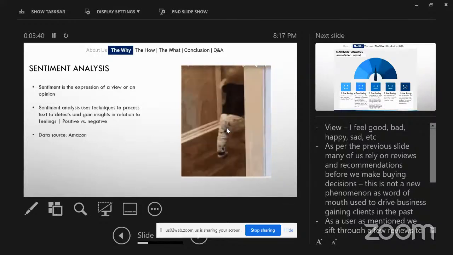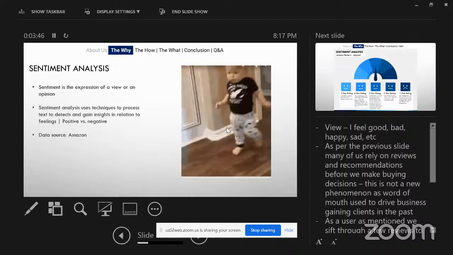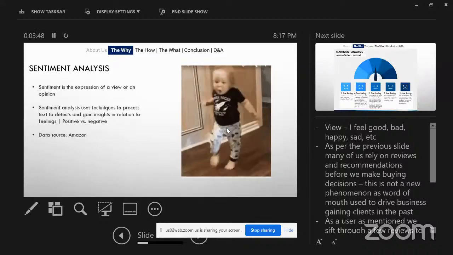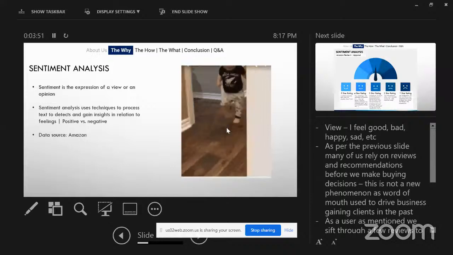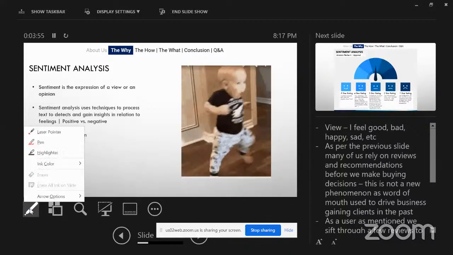Sentiment analysis. What is sentiment analysis? Sentiment analysis is a feeling that could be good, bad, happy, sad. You are presenting how you feel about something. And we're going to be using sentiment analysis, which basically uses categorization to process data to find out insights from it. And our data source, as we mentioned, is Amazon.